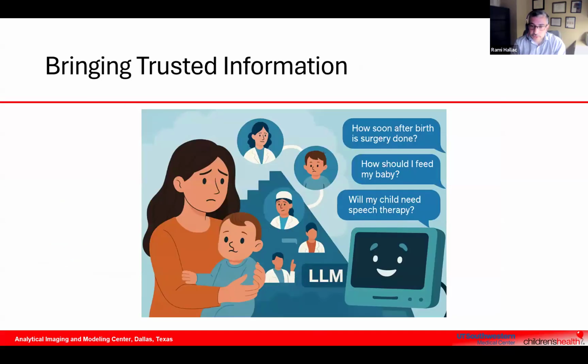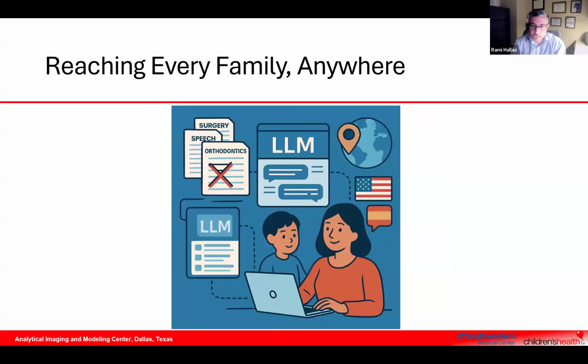Why is this helpful? First, families navigating conditions like cleft lip and palate often face a steep learning curve. The anatomy is complex, the treatment spans years, and the care team includes many different specialists. It is easy for patients and caregivers to feel overwhelmed or unsure about what to expect. Large language models can help by providing clear explanations about feeding after surgery, the timing of the palate repair, or how speech therapy fits into the plan.